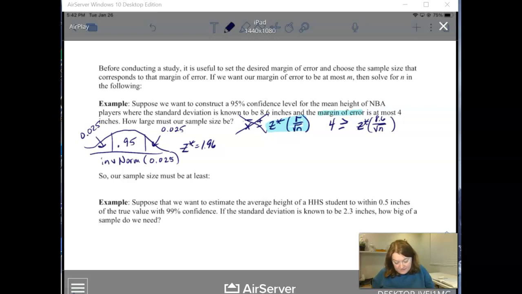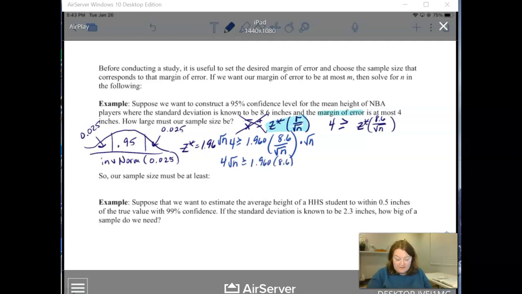So working on our formula, we've got 4 has to be greater than or equal to 1.960 times 8.6, the standard deviation of the population, over square root of n. Now I could just guess and check and try to get to the number closest without going over 4, or I could do some algebra and try to solve for n. If I'm going to do the algebra, keep in mind that n is in the bottom part of a fraction, so I'm going to move that over first. Now I have 4 times square root of n is greater than or equal to 1.960 times 8.6.